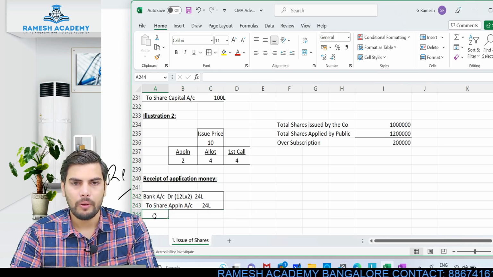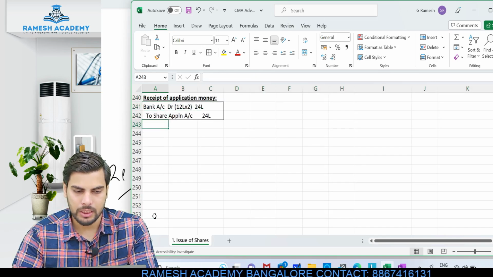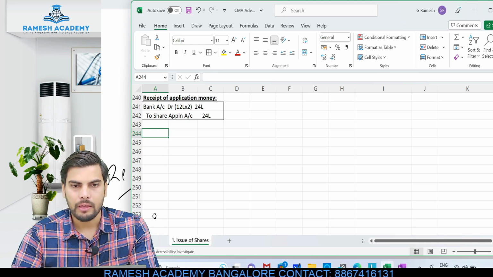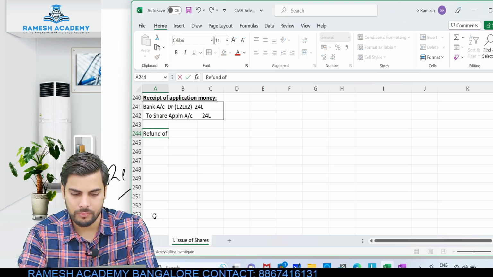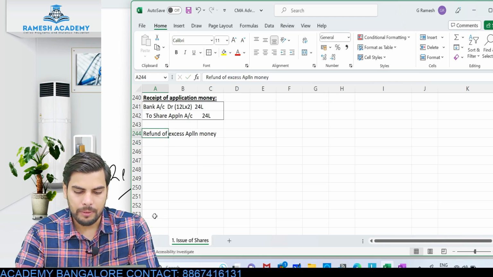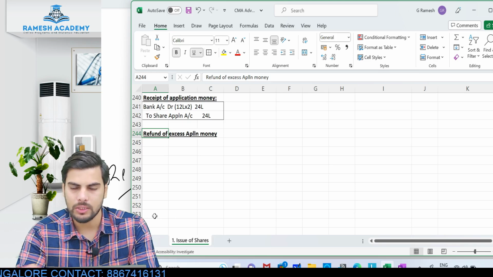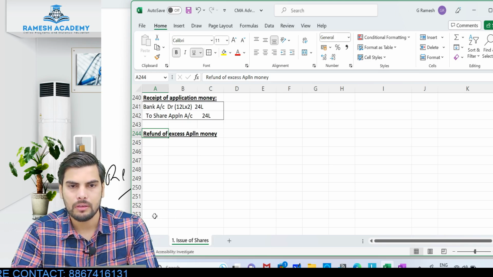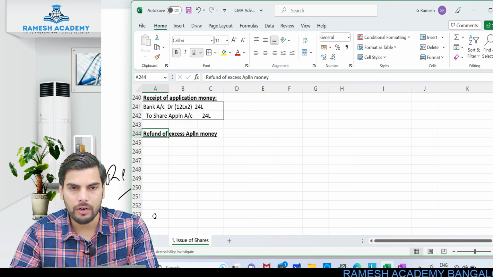Clear? So this is the entry I have passed for receipt of the application money. What about the next entry? I need to refund the excess application money. The company issued 10 lakh shares, whereas the public were willing to subscribe to 12 lakh shares. So how much is the oversubscription? 2 lakh shares. So what am I supposed to do with these 2 lakh shares? I just need to refund them to the shareholders.